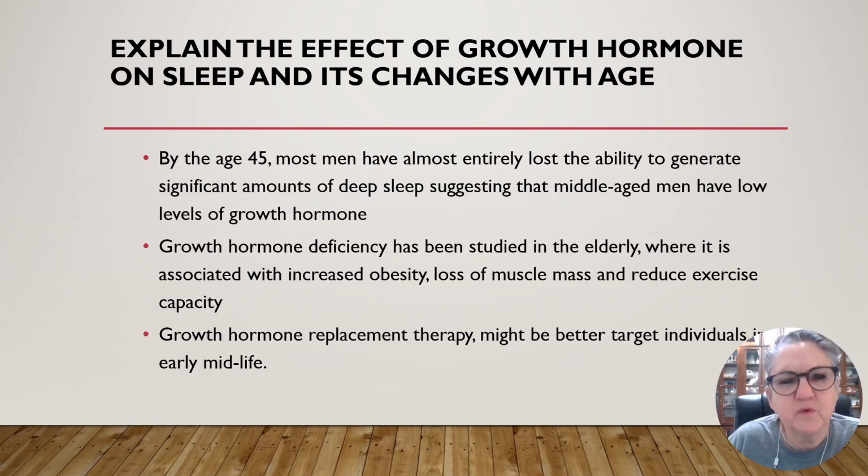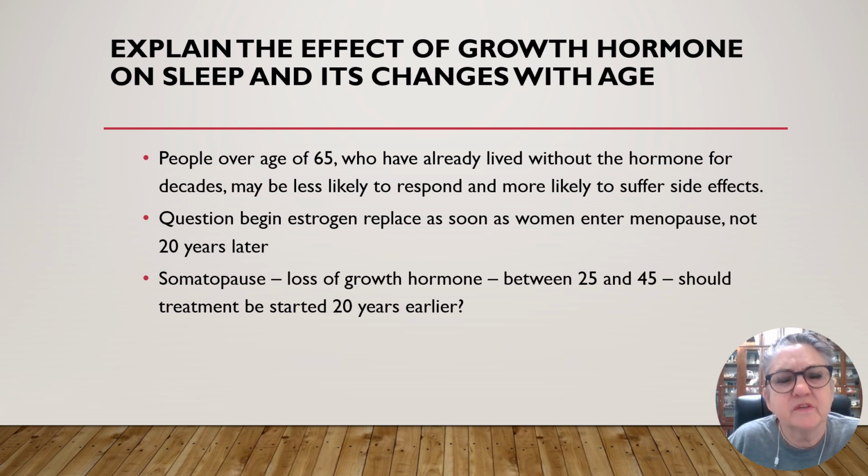By the age of 45, most men have almost entirely lost the ability to generate significant amounts of deep sleep, suggesting that middle-aged men have low levels of growth hormone. Growth hormone deficiency has been studied in the elderly, where it is associated with increased obesity, loss of muscle mass, and reduced exercise capacity. Growth hormone replacement therapy might be a better target individualized in early midlife instead of later in life. People over the age of 65 who have already lived without the hormone for decades may be less likely to respond and suffer more side effects.